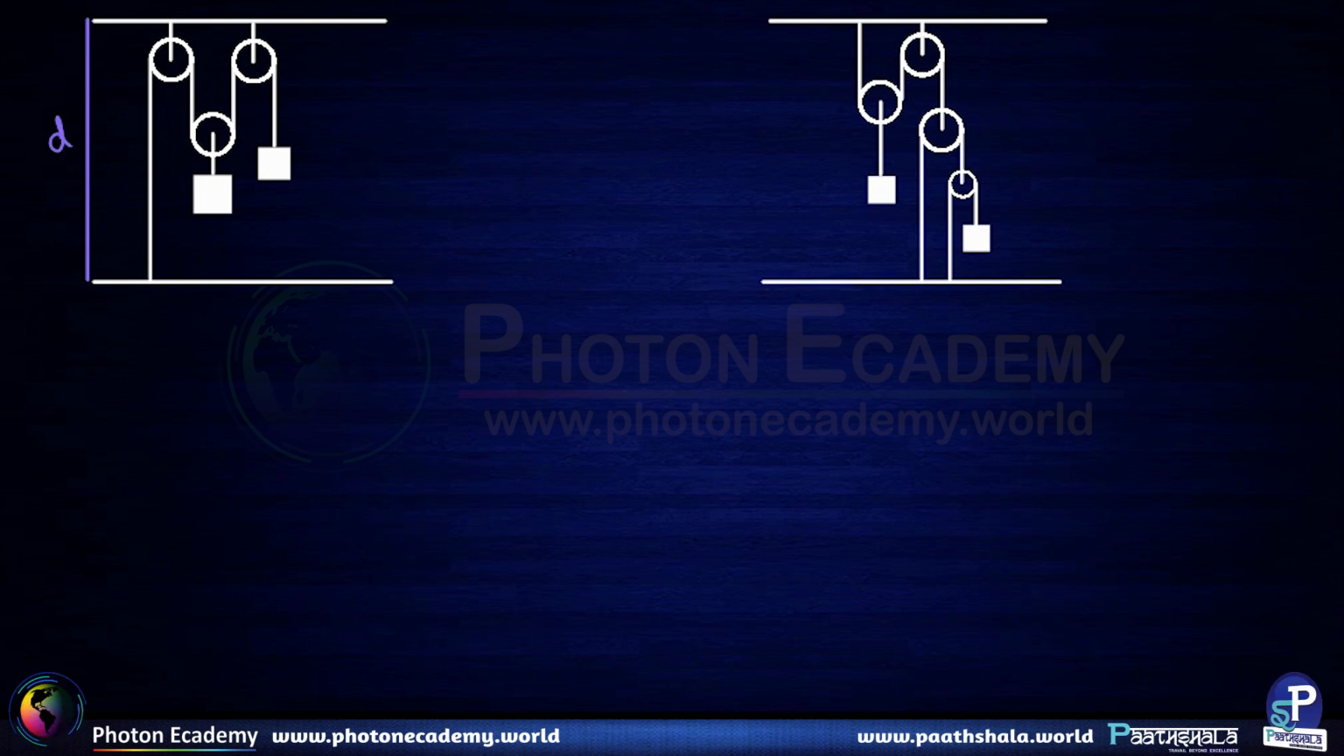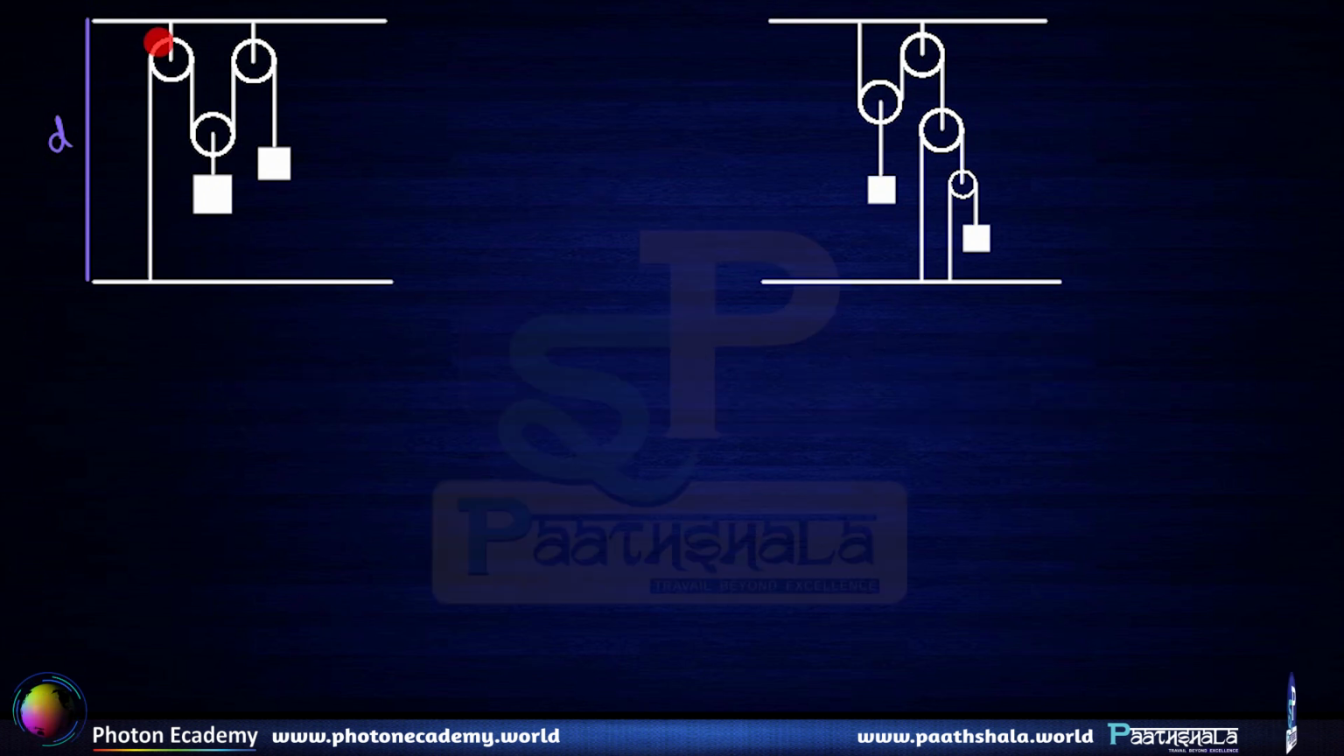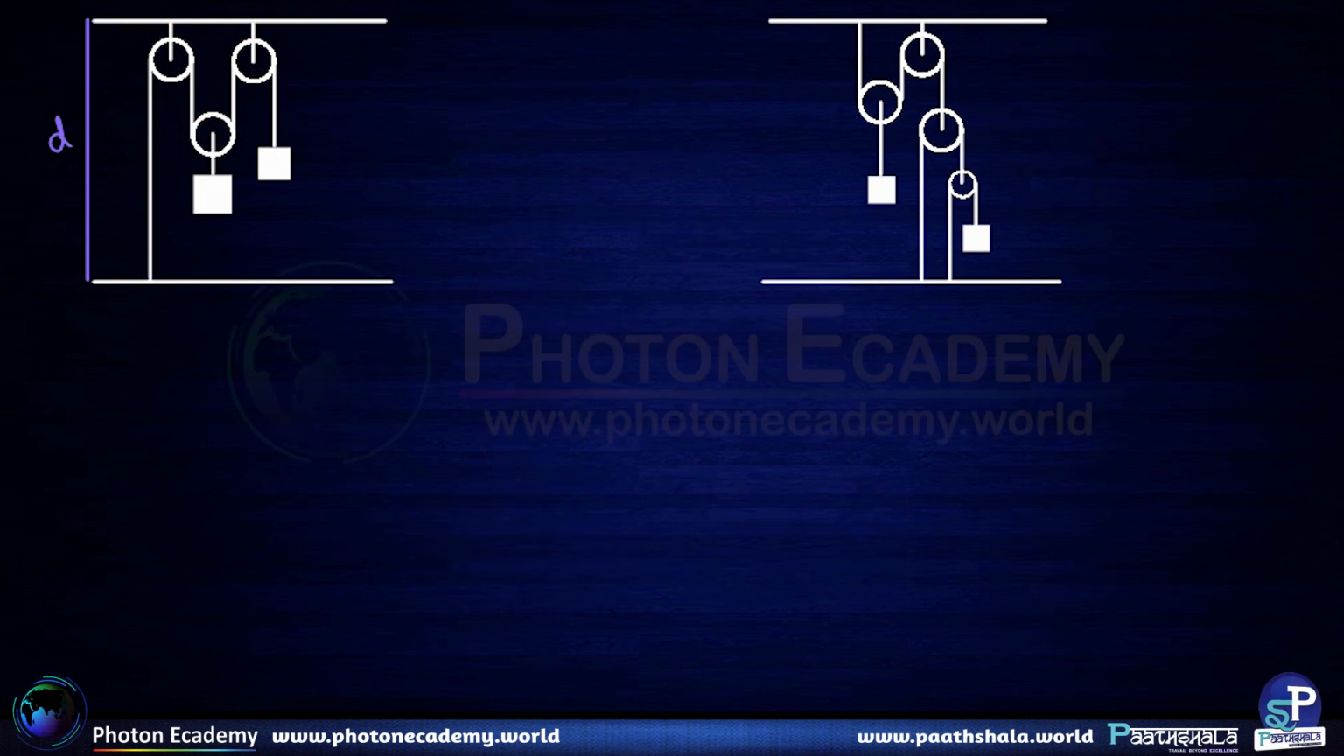As we can see, this particular part of the single string present over here is not going to vary. The length of this part is constant, fixed, and that length is effectively equal to d. This part of the string is going to vary and change as the masses move. So this part of the length of the string we are assuming as x1. So this part also becomes x1.